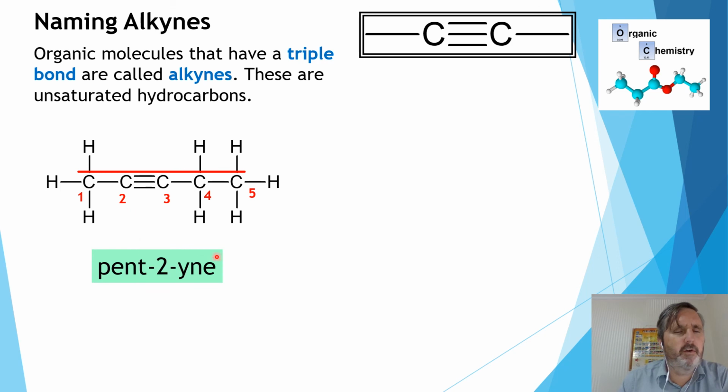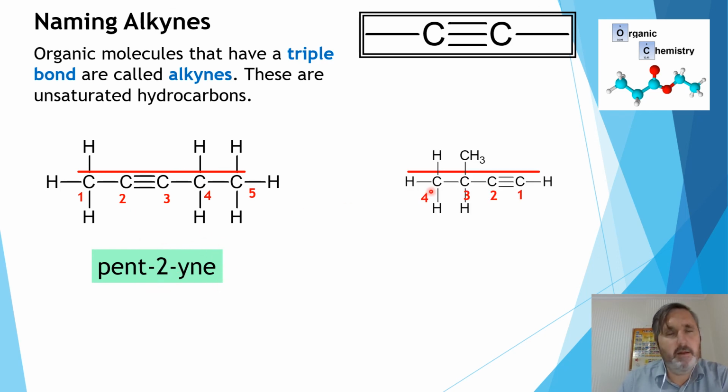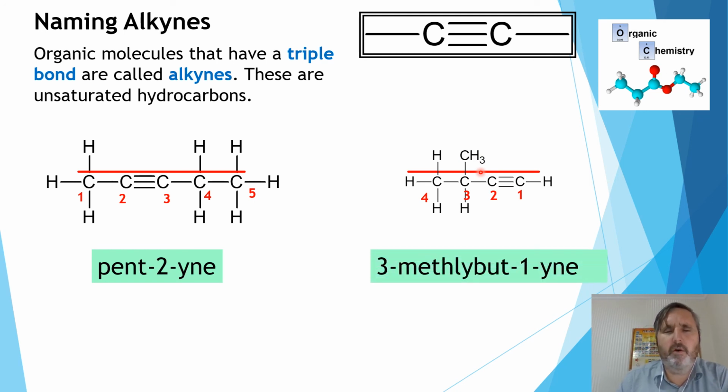Yne means triple bond. The last example here is there are 4 carbons in a row. The triple bond comes off the first carbon, and there is a methyl group coming off the third carbon. So this one is going to be called 3-methylbut-1-yne, and that's how we name triple bonds.